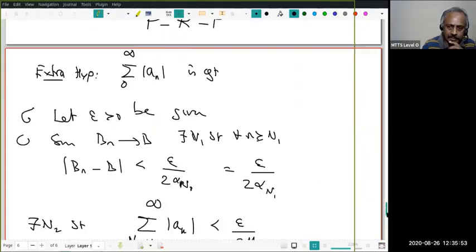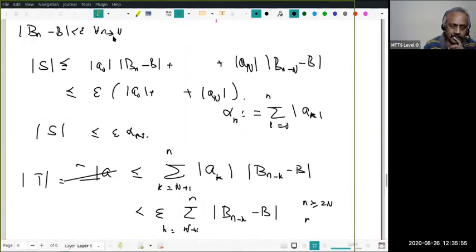Okay, but now there is a problem. If I took n greater than or equal to 2n, now you wrote this, I don't know which n I am getting into. Right? Mod s is less than or equal to epsilon into mod a naught plus mod a n, which is epsilon into alpha n. Which n am I talking about? Are you following the difficulty? But there is an easy way out.